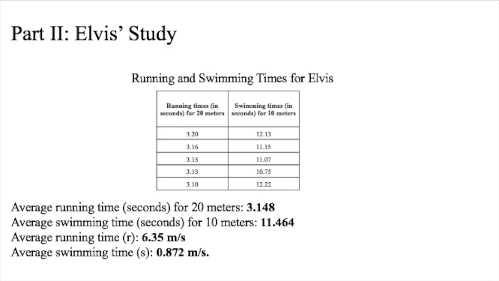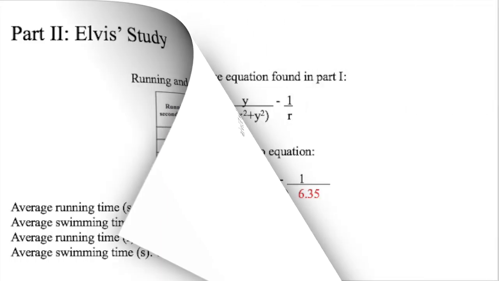Then, we found the average running and swimming speeds in meters per second. The average running speed will serve as R and the average swimming speed will serve as S in the equation we found in part 1. With this data set, we will be able to analyze the relationship between the distance of y and x that will help us figure out if dogs have the natural ability to optimize things.